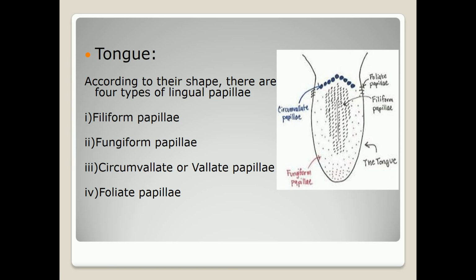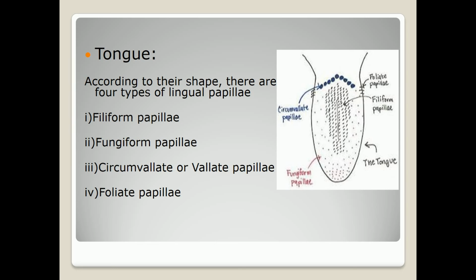These are mushroom-shaped papillae, few in number, and their free ends are broader than their bases. They are covered by non-cornified thin epithelium. The core connective tissue is highly vascularized, therefore they appear red in color.